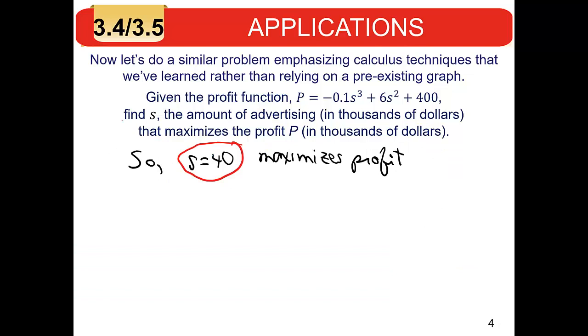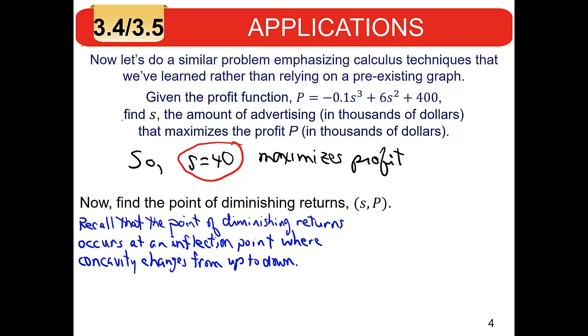Now, they can ask other questions. We know that 40 maximizes the profit, but they could say, just like in the earlier problems, what is the point of diminishing returns? But again, just as in the previous problem, it's an inflection point where the concavity changes from up to down. Talking about concavity, you have to do the second derivative. But the first derivative was simple, so the second derivative is simple. If you take the second derivative, you end up with negative 0.6s plus 12. Set that equal to 0, you get s equals 20.